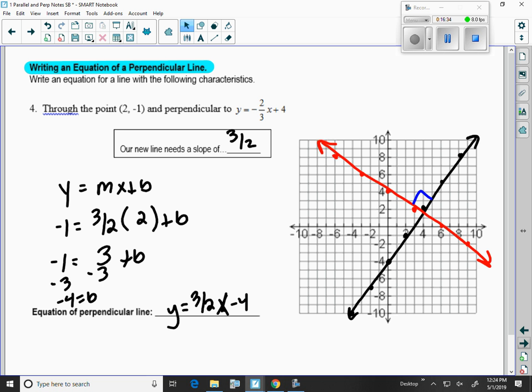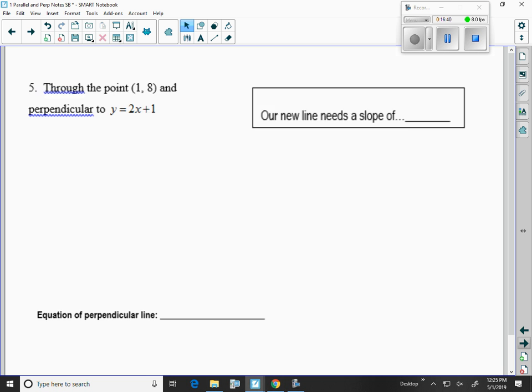Okay, issues on number 4? We're good to move on? Let's keep rolling with it. Number 5. Through the point 1, 8, perpendicular to 2x plus 1. Tell me my new slope.